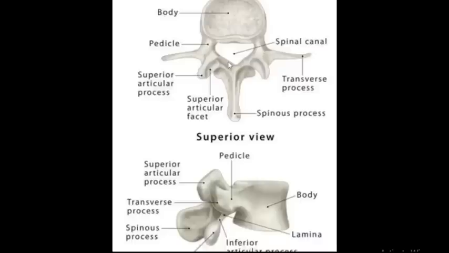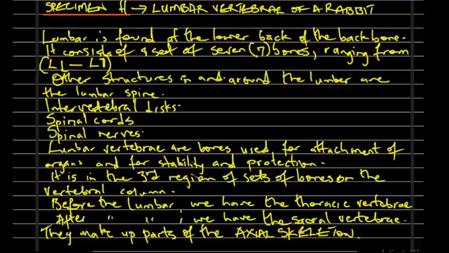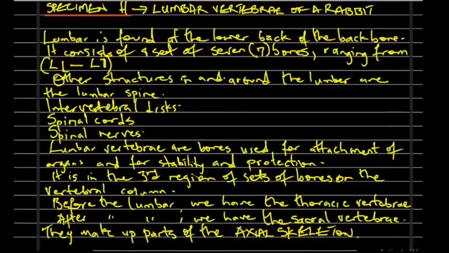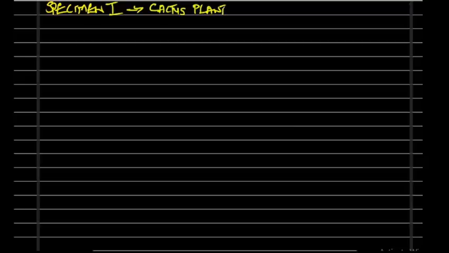So let us move straight to the next specimen. The next specimen we have before us now is Specimen I. According to what we were given, Specimen I is the cactus plant. So that is what we'll be working on now.